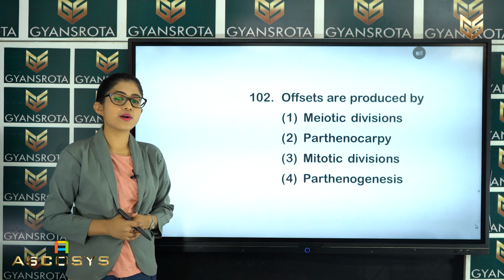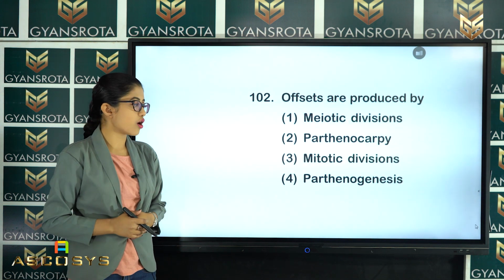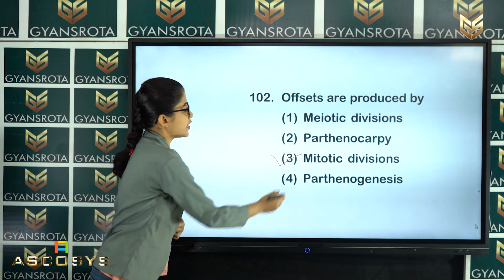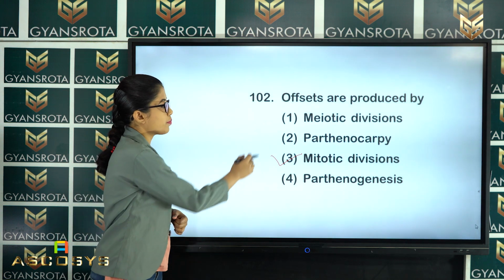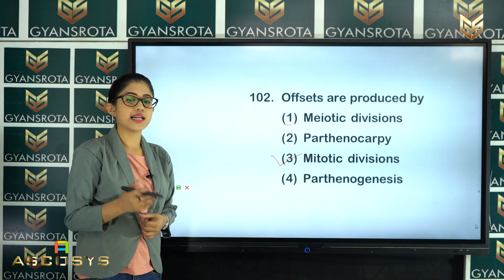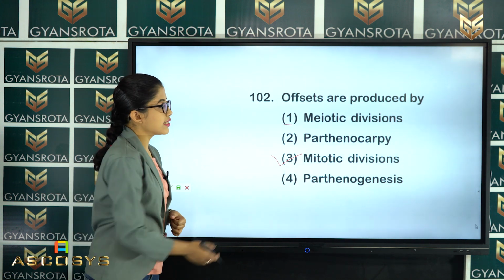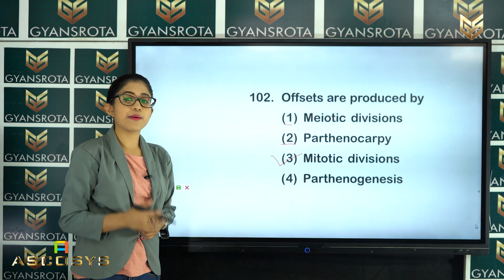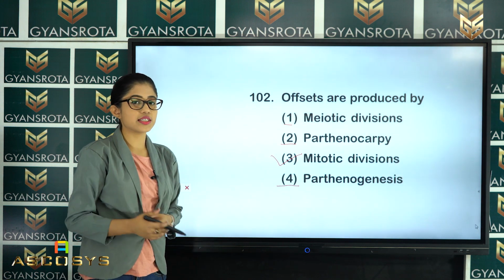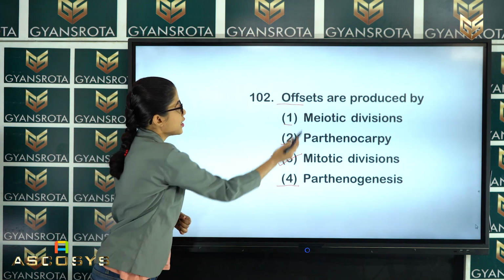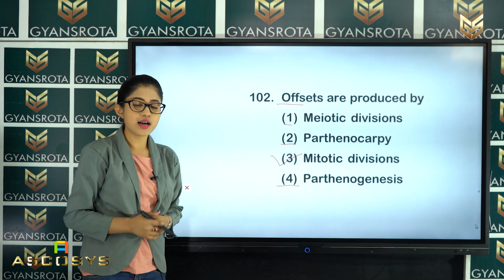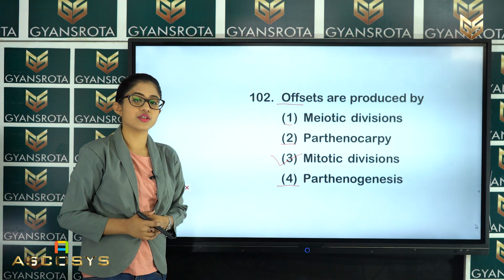So offsets are produced by which division? That is by mitotic division. So option number 3 is the correct answer. Whereas option number 1 says meiotic division, you know what is meiotic division? That is the reductional division. Whereas parthenocarpy, in which the embryo forms without fertilization, and parthenogenesis, that we have also discussed. So offset actually takes place by mitotic division. So option number 3 is the correct answer, and we have got this in the chapter Reproduction in Organism.